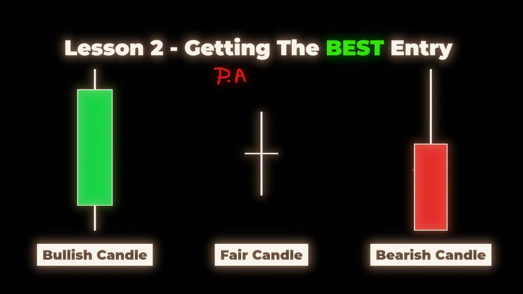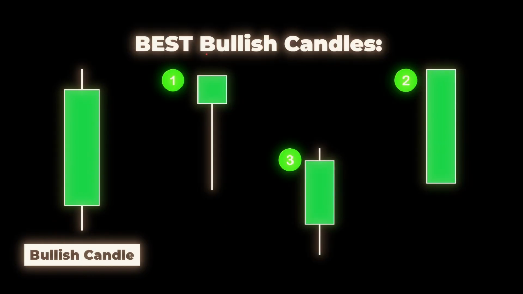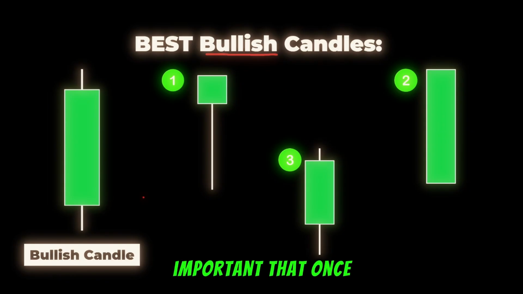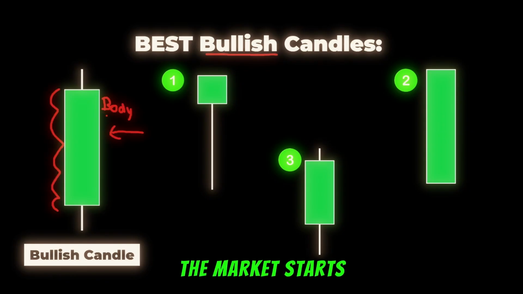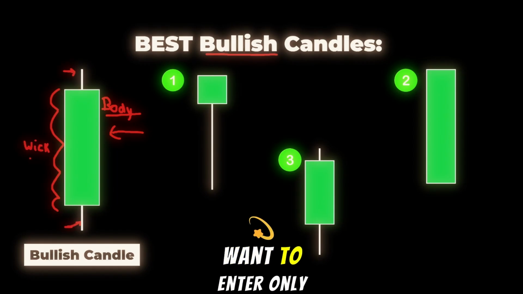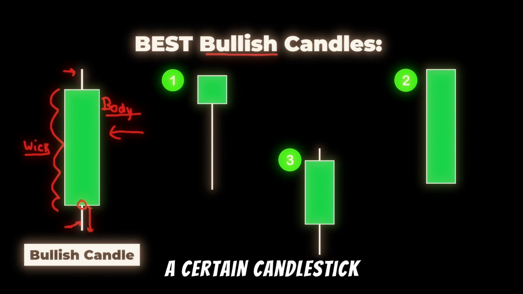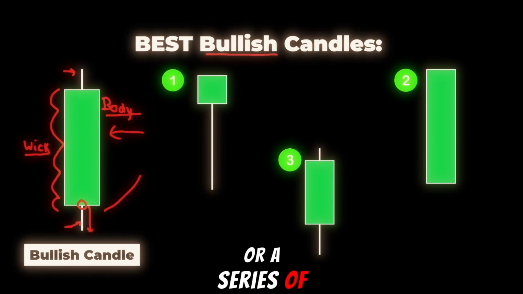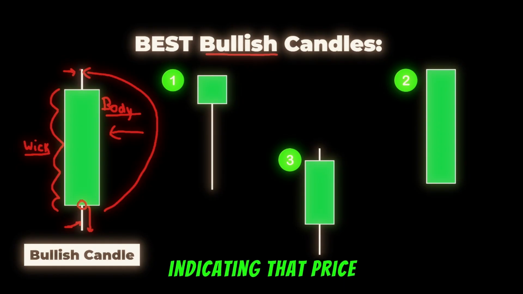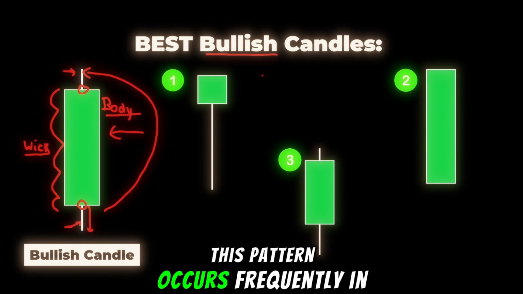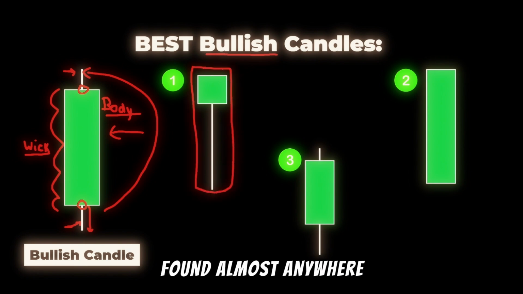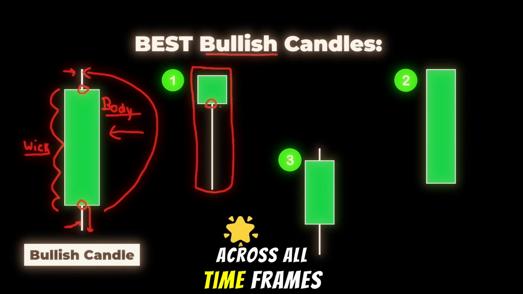The main idea of this setup is basically to enter on an old resistance once the market has flipped it to support. Now, it's very important that once the market starts coming back for a retest, you want to enter only if it gives a good reaction. This can be a certain candlestick pattern or a series of candlestick patterns, indicating that price action is aligning with the breakout direction.